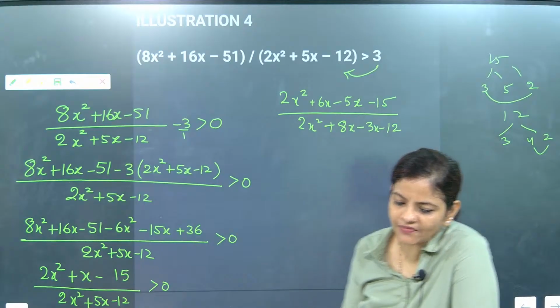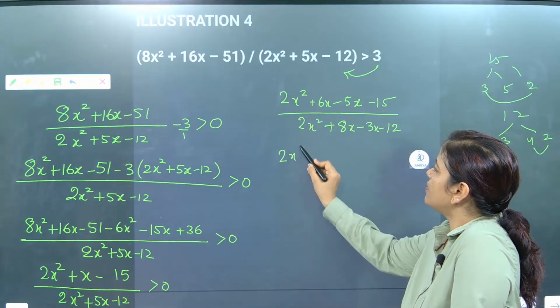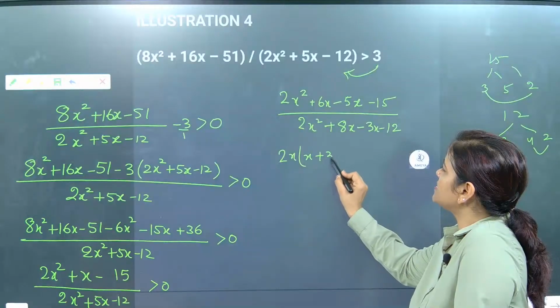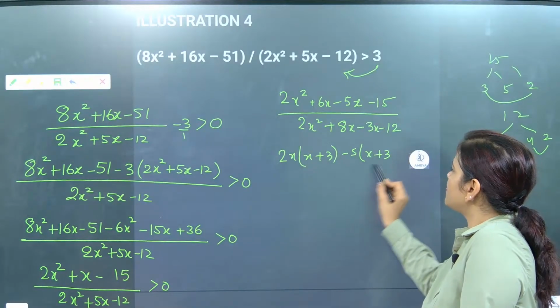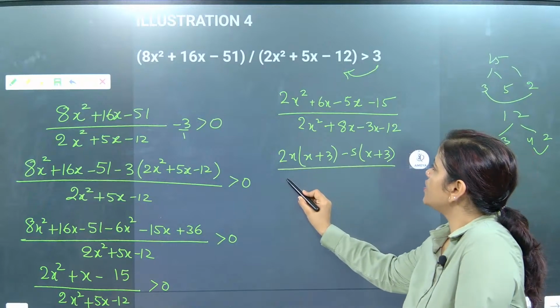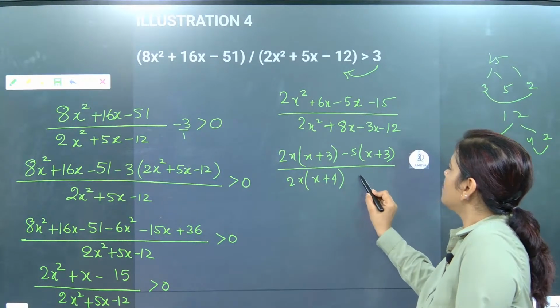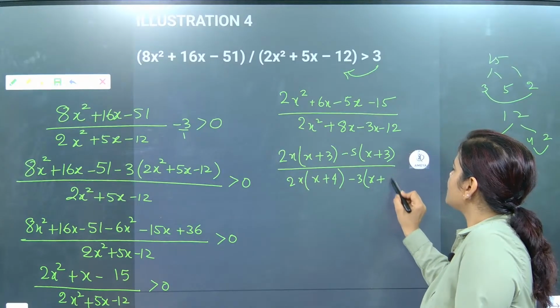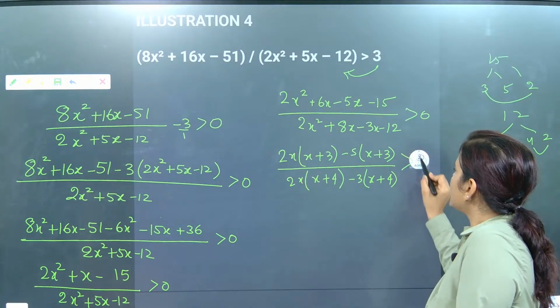Once we have done till here, now what work are we going to do? We will take 2x common, it is coming as x plus 3. Now take minus 5 common, it is coming as x plus 3. Now down, take 2x common, it is coming as x plus 4. Minus 3 common, x plus 4. And it is greater than 0.